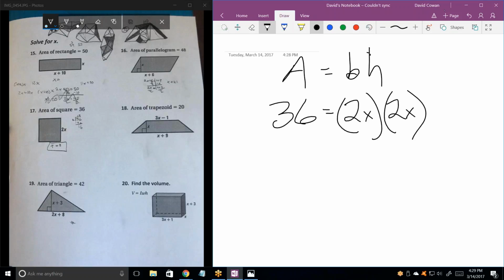In fact, technically, there's a different general formula for the area of a square, and it is the side length squared. It's not really base times height, although you get that same thing, but it's the side length squared. Okay, now let's solve this equation, which we're going to be able to do without the quadratic formula, thank goodness. What's the next line of this equation? 36 equals what? 4x squared. You have to multiply the two numbers and the two variables.